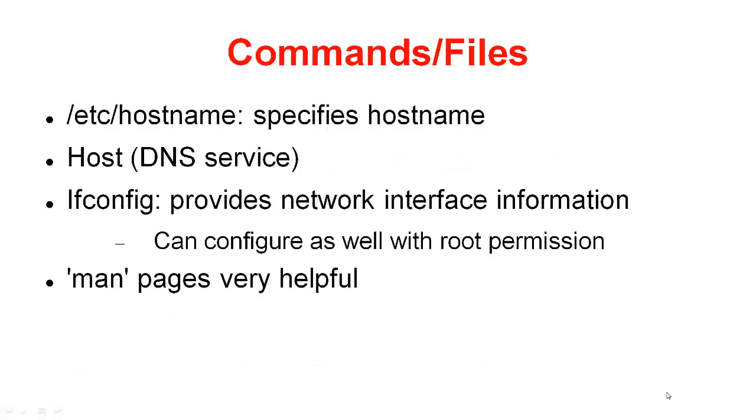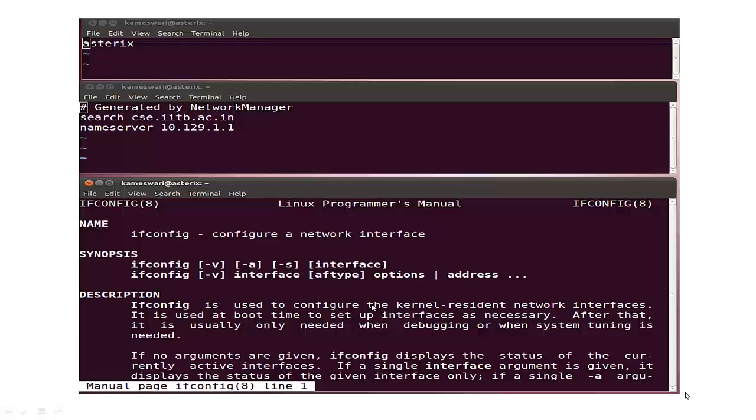So here are a few useful things to know. For example, if you have Linux and you open up this file, this tells you the name assigned to your machine. And host is a command line command that I will show you shortly, which provides DNS service. Ifconfig is also a command that provides information on your network interface. By the way, you can use this command to also change some configuration, like assign an IP address and so on and so forth. Man pages provide useful information on how to run commands.